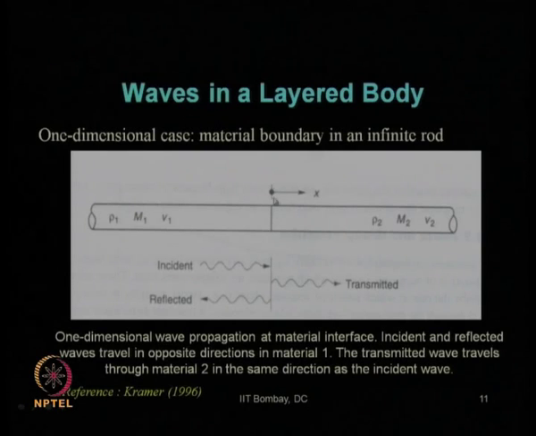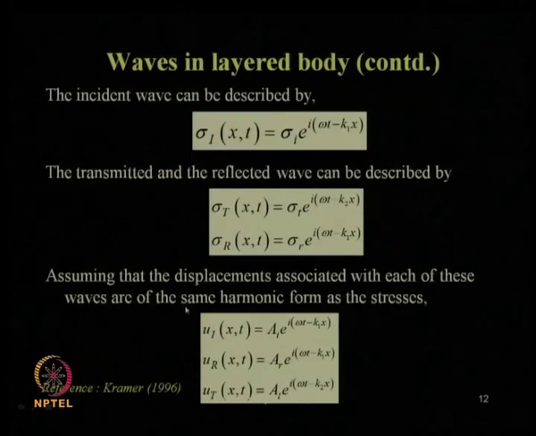We have defined the x coordinate system in such a way that this is the positive x direction and this boundary itself is x equals to 0. And the incident wave comes from material 1, some of that goes into material 2 as the transmitted wave, and some of the wave comes back in the same media as the reflected wave.